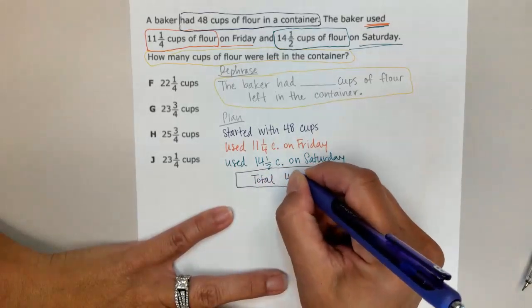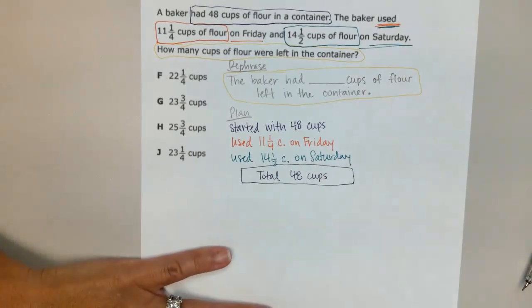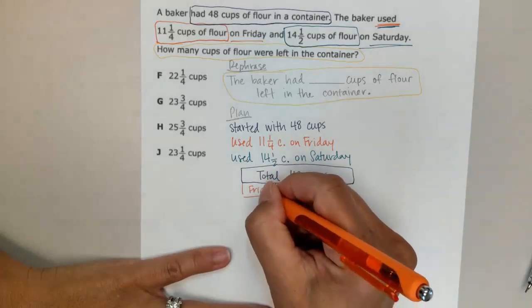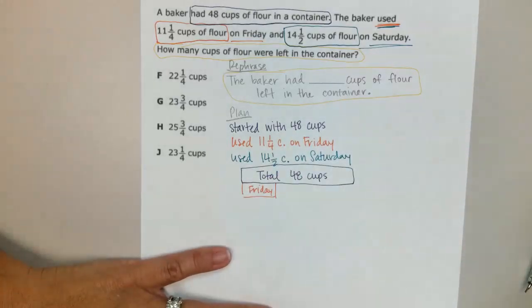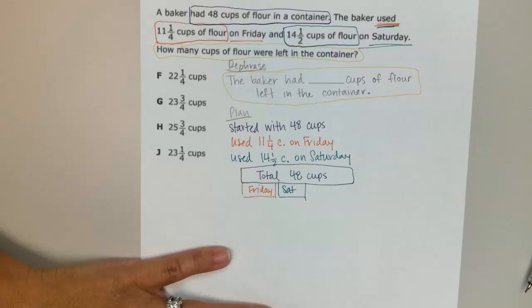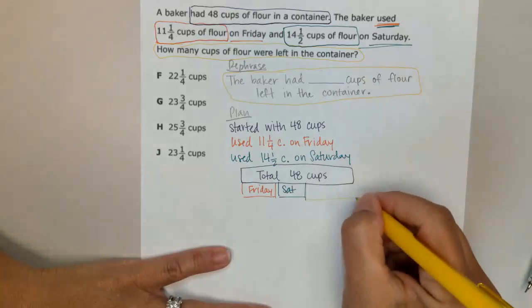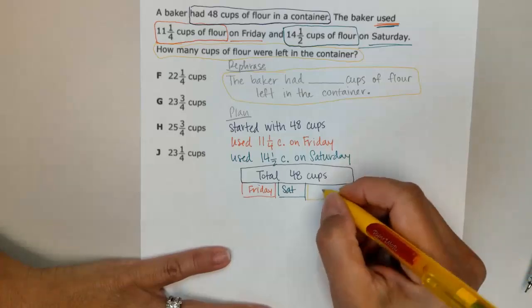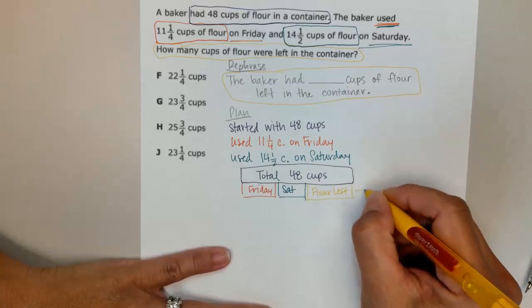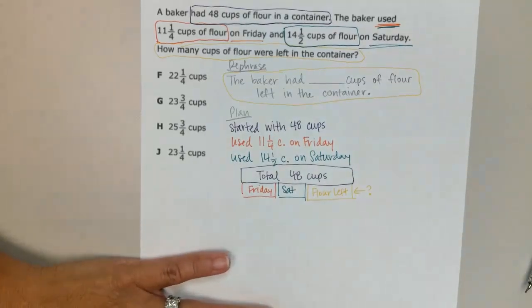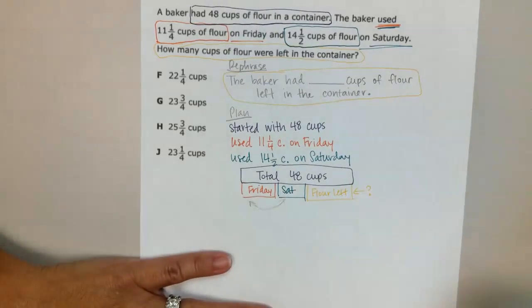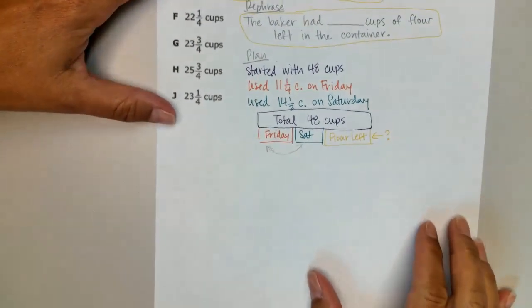So I need to... my total is 48 cups. We know Friday the baker used some flour. We know on Saturday the baker used some flour. What we're solving for is flour left. This is the part that I do not know. So instead of subtracting twice, I think I'm going to add these two together first. Let's get to our solving.